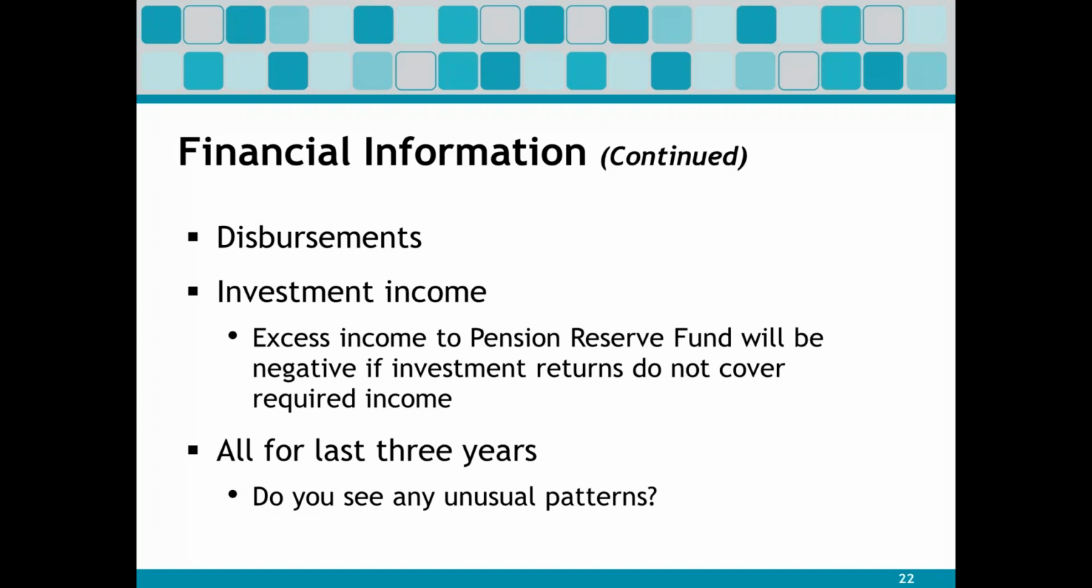Okay, then the final note on the slide. The annual statement does show all these numbers for 3 years, so take a quick review, check to see if anyone's numbers have spiked or gone up and you don't quite know why. Maybe something strange has happened.